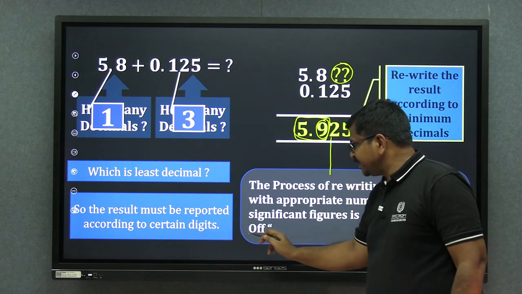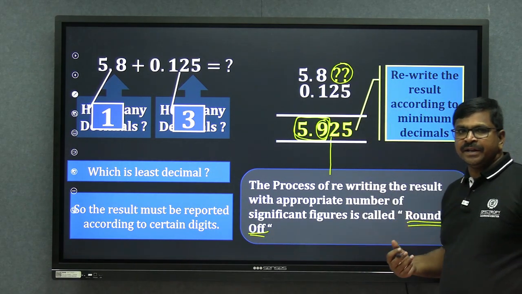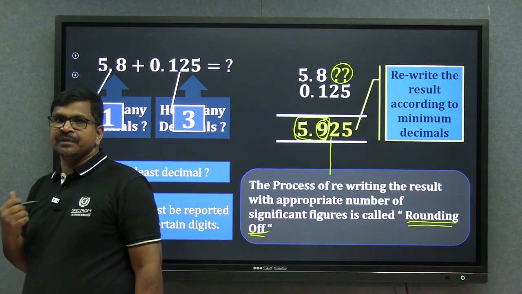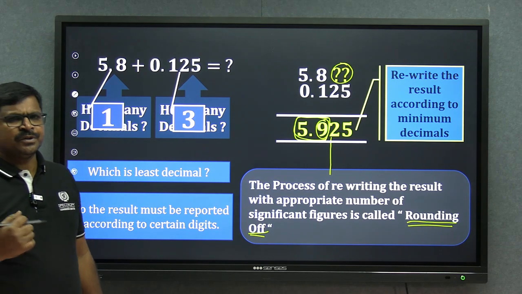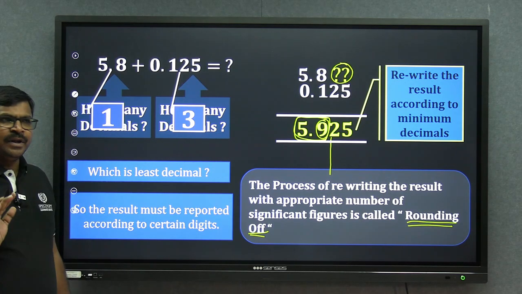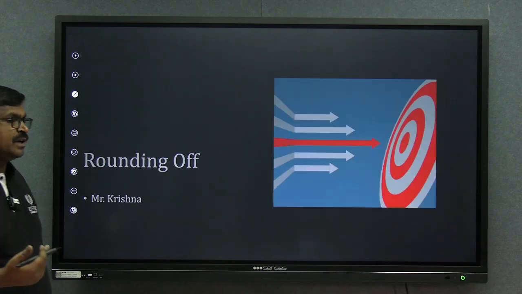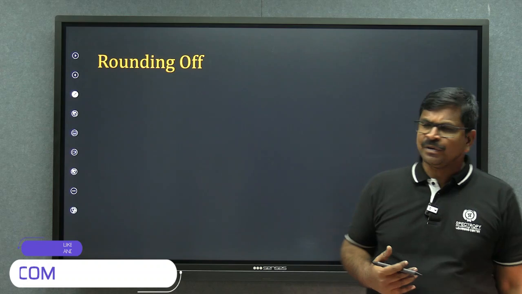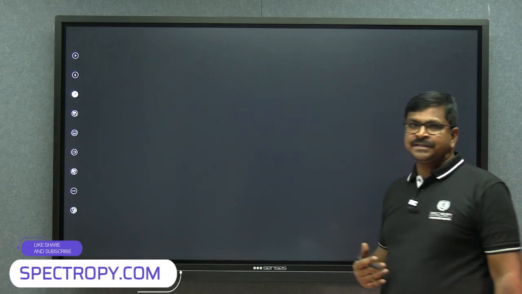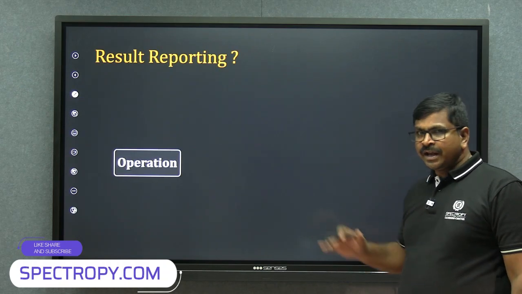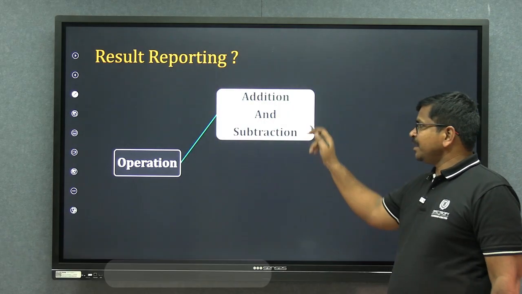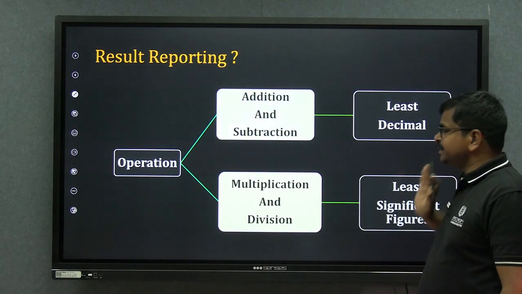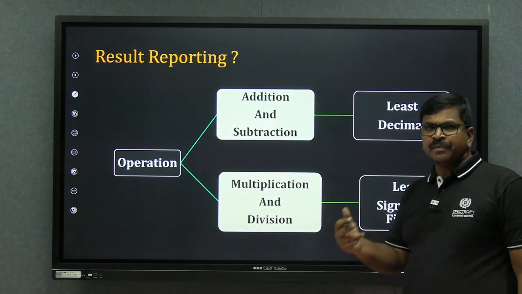So rounding off definition is the process of rewriting or reporting the result according to appropriate number of significant figures or according to most accuracy is rounding off. And let us discuss about rounding off techniques now. Rounding off is very simple. Again, if the operation is addition or subtraction, it is least decimal. Multiplication and division, it is the least significant figure. This one already just reminder I am saying now.